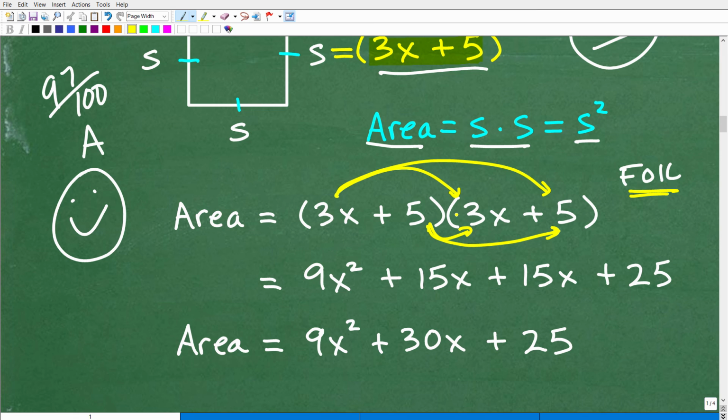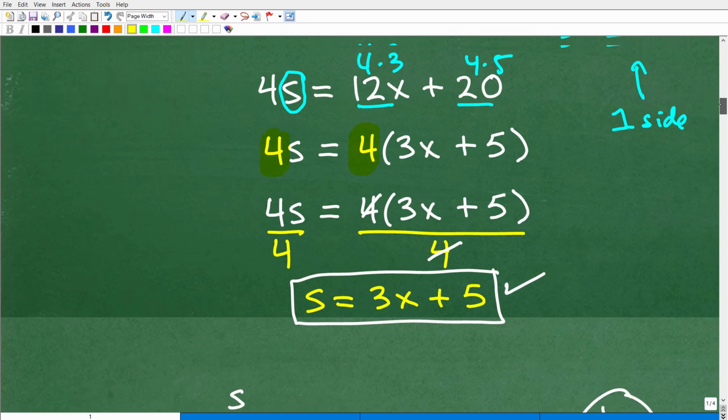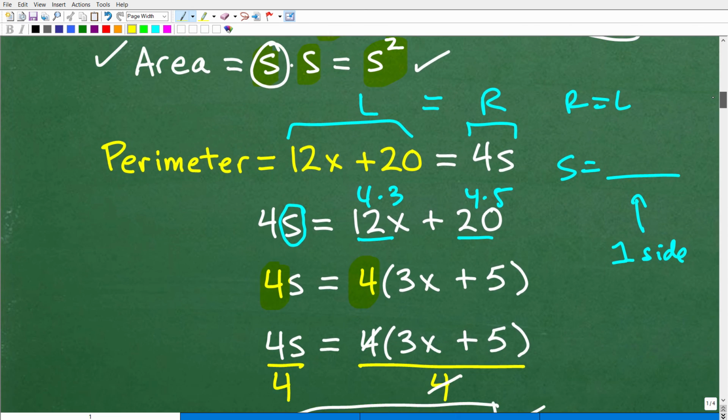So we have 3x times 3x, it gives us 9x squared. 3x times this 5 gives us 15x. 5 times that 3x gives us another 15x. 5 times 5 is 25. And then we'll go ahead and put this all together. These are like terms, so that's 9x squared plus 30x plus 25. There you go. That is the area of this square, given that the perimeter is equal to 12x plus 20.